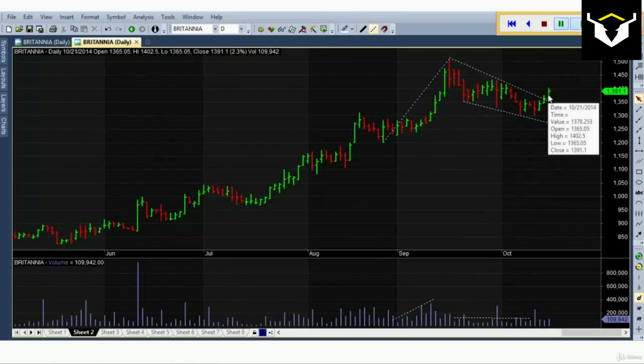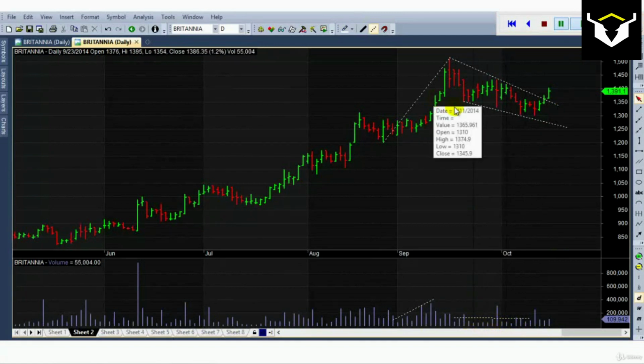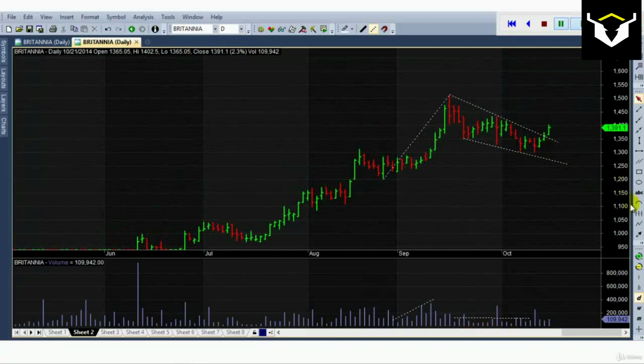As of the last bar, we can assume that the flag pattern looks like it has completed itself. Volume is higher than its previous day and much higher than what we had seen when prices were in consolidation mode. So as of the last bar, it looks like the flag pattern is completed. We'll go ahead and project our price target.